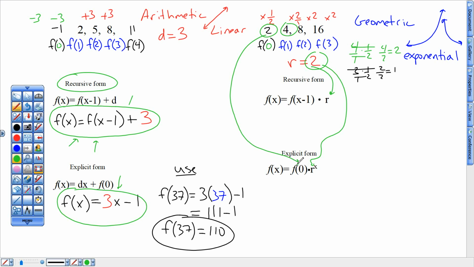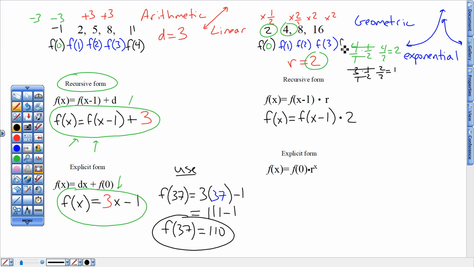So here I go. For recursive, if I had you just write the form, that would be f of x equals f of x minus 1 times 2. So if I know the next term, all I got to do is take 16 and times 2 to get 32. No formula needed. That's the recursive formula. One used to find one term right after the other.